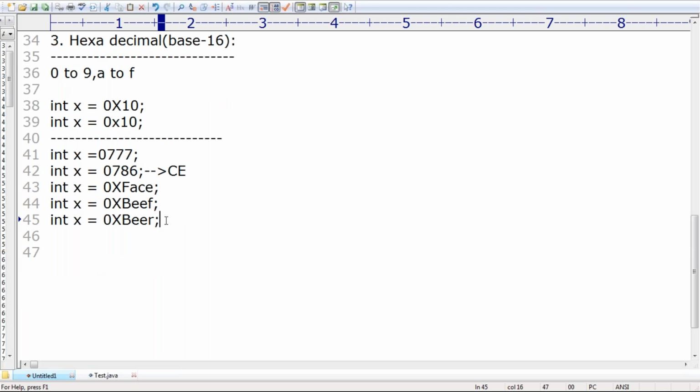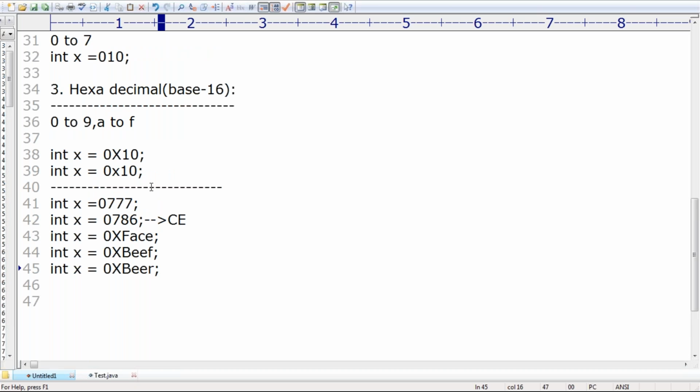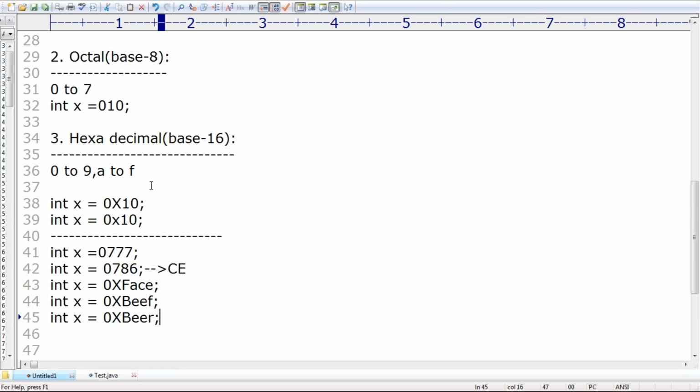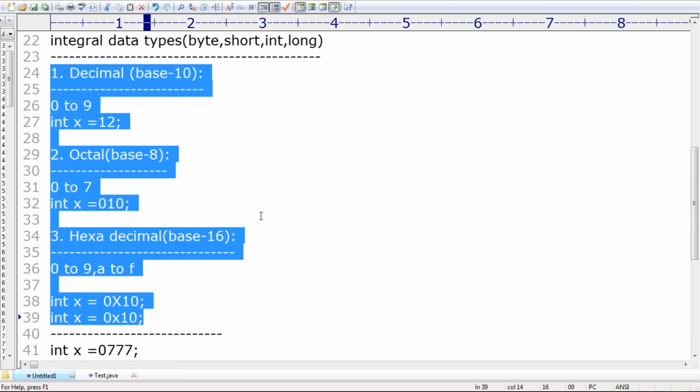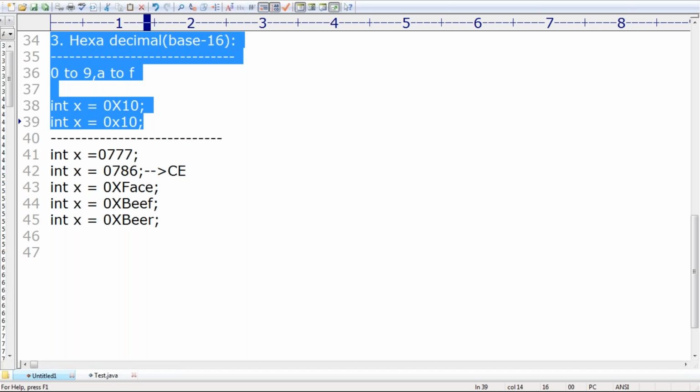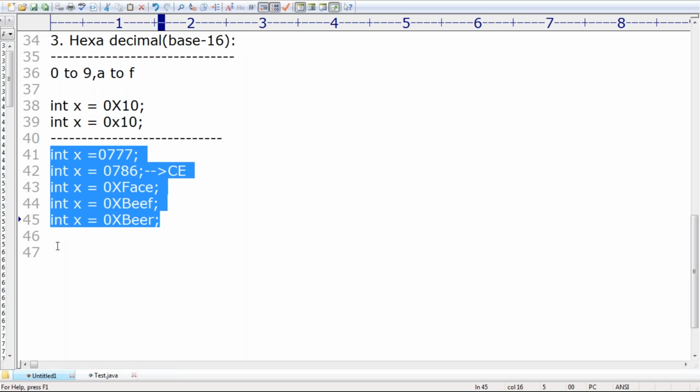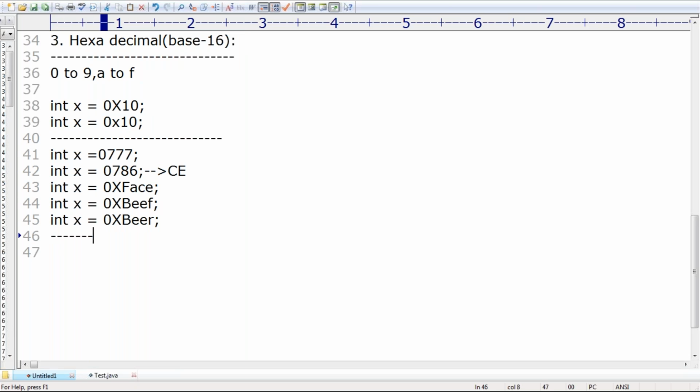Okay, that's all. These are things you people should be aware of. For the integral data types, how many ways are there to specify a literal value? Three ways: the first is decimal, the second is octal, and the third is hexadecimal.